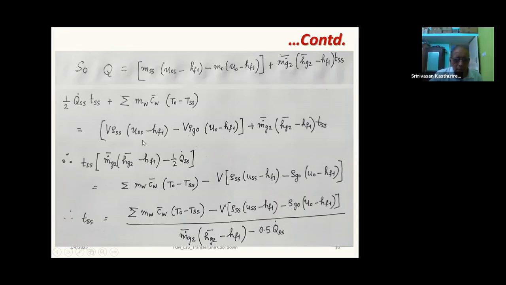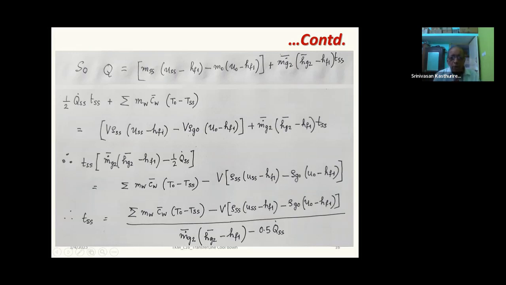The remaining terms: this term comes on this side, summation of m c_W average multiplied by (T_0 minus T_SS). Then this particular term, V taken out outside, V into (rho_SS multiplied by (U_SS minus h_f1) minus rho_0 into (U_0 minus h_f1)). This is the way in which you write this expression. So what is t_SS now? You just write the right hand side and divide by this particular term, that is, this term goes to the denominator.